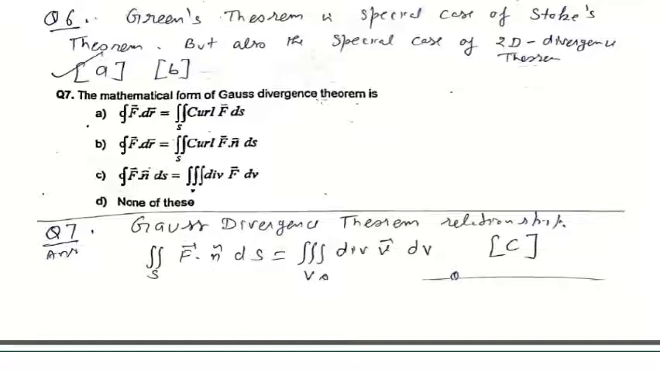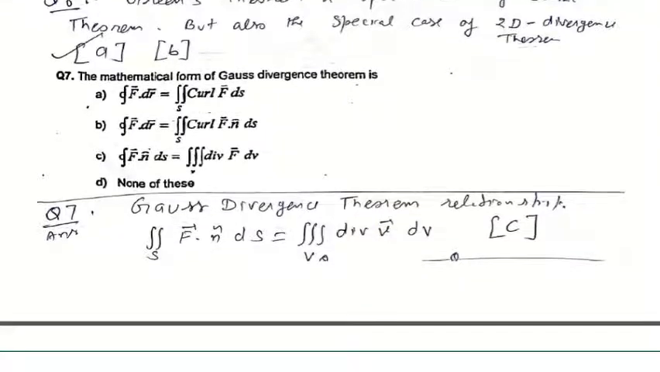Gauss divergence theorem connects surface with volume. The flux over the surface S is equal to the sum of the divergence over the volume V. Flux per unit volume is divergence, so if we take the integral of divergence over the volume V, we will get the total flux. So C is the correct option. Surface and volume: Gauss divergence; line and surface: Stokes or Green.